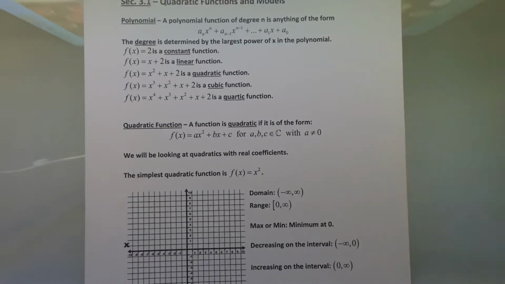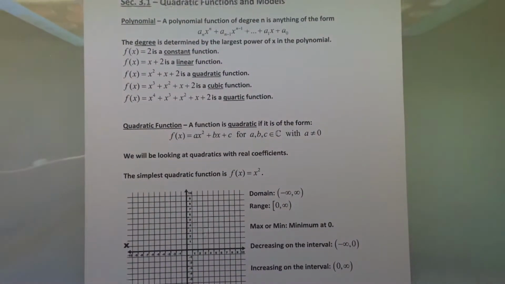A function is quadratic if it's of the form ax squared plus bx plus c for a, b, and c elements of the complex numbers. We're really only going to deal with the real coefficients, so you don't have to worry about any complex numbers being coefficients, even though you know what they are at this point.